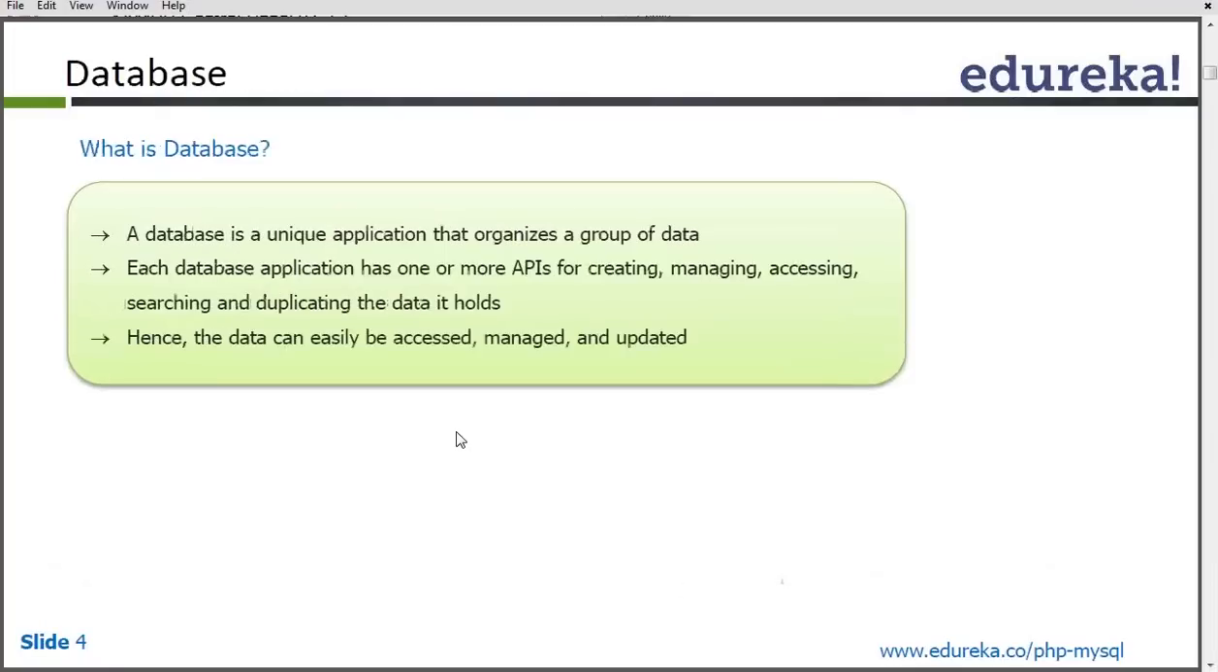Now, what is a database? A database is a unique application that organizes a group of data. So in order to save our data in groups, we basically use databases. In a database, the data is basically saved in terms of rows and columns. Like a table is created, and for each record there is a single row, and multiple rows are stored in a particular table. Any number of rows can be stored in a table, and each row has multiple columns.